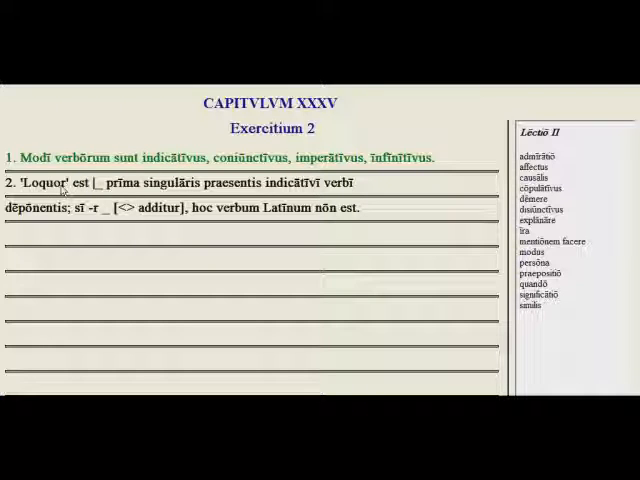Loquor est blank prima singularis praesentis indicativi verbi deponentis. Si blank non additur, hoc verbum Latinum non est. Loquor is, what is it? It is the first person singular present indicative of a deponent verb. And so we want persona prima.